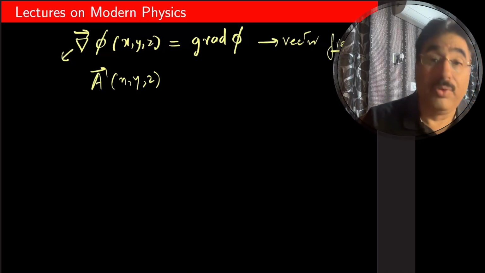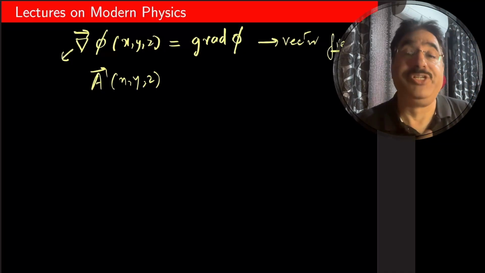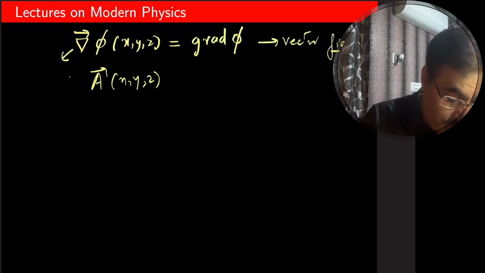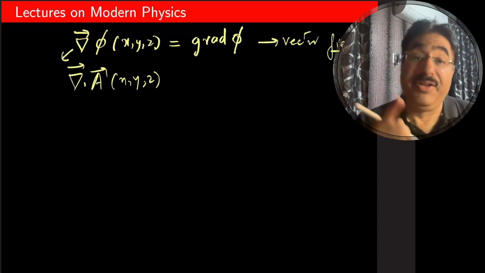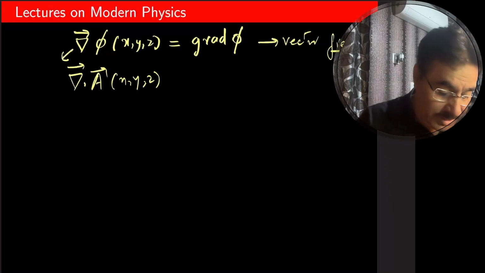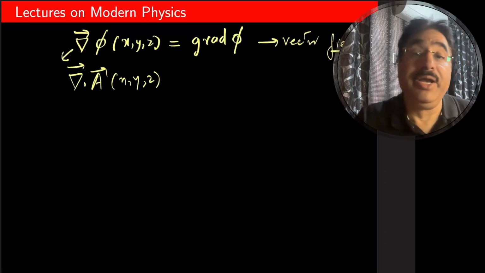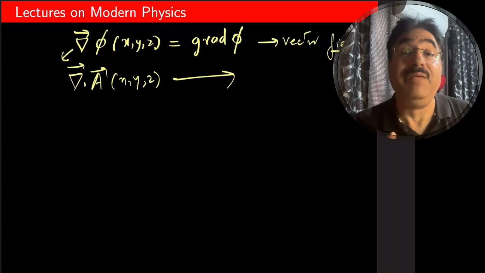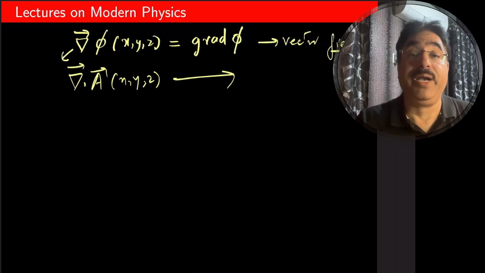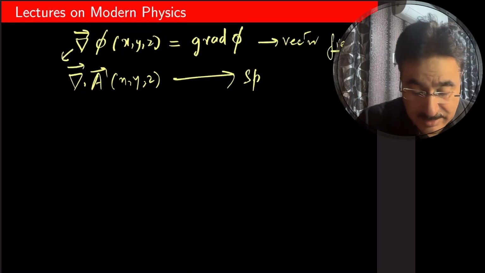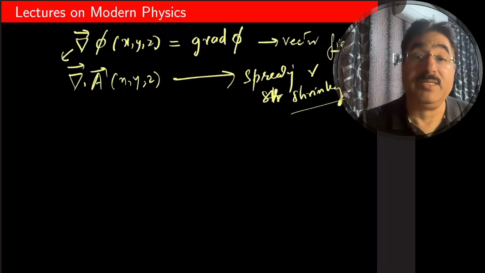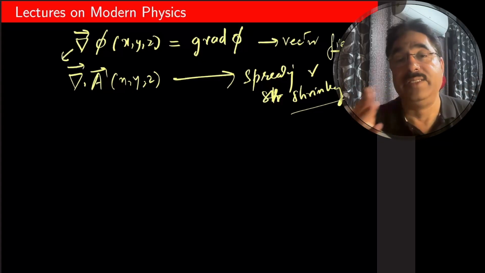Now I want to know what information I get once I differentiate this vector field. There are two ways of differentiating it. One, you can differentiate it via a dot product, because your del differential operator is a vector. So I can see how it changes by applying the del operator via a dot product. What it really means is whether your field is spreading out or shrinking. If the field is spreading out, then it has a positive divergence. If the field is shrinking, then it has a negative divergence.